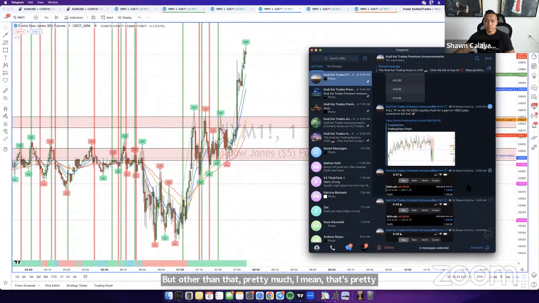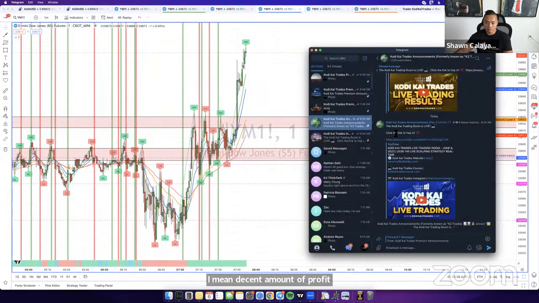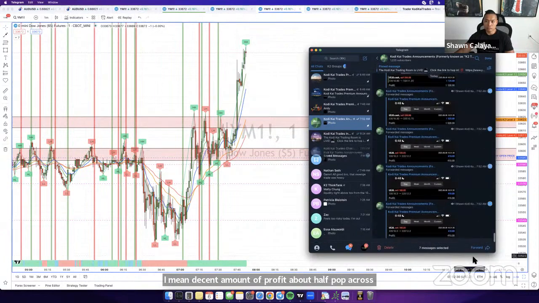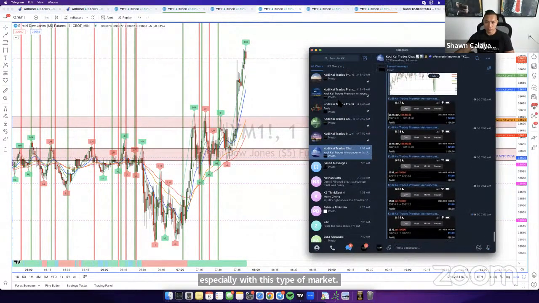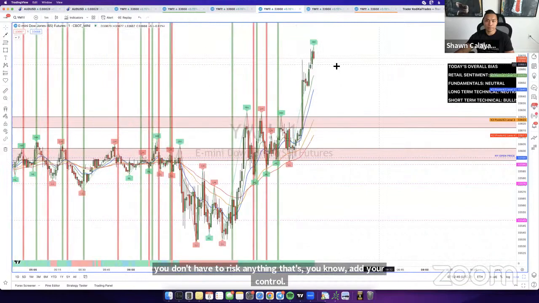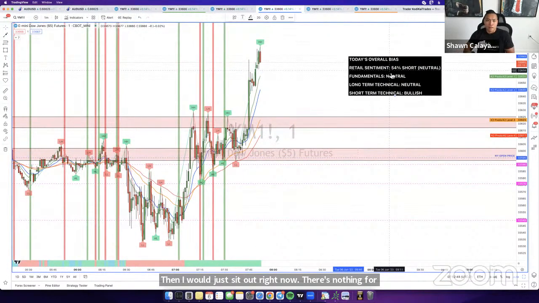I made a decent amount of profit, about half profit across all my accounts, but a win's a win at this point. Especially with this type of market, you don't want to take anything unnecessary. If you don't have to risk anything that's out of your control, then I would just sit out. Right now, there's just nothing for us to take. There weren't really any high-low momentum scalps today. There were a couple that me and Hussein identified, but not one that I would necessarily take.